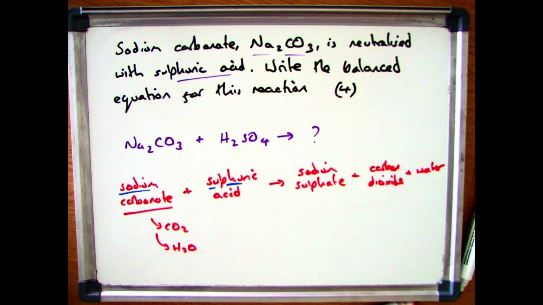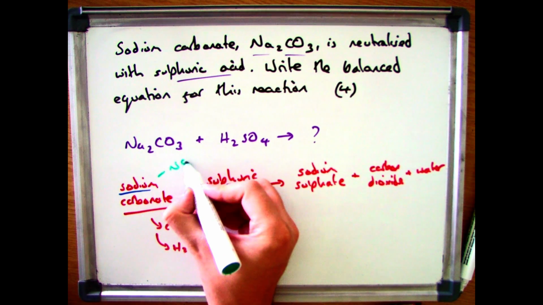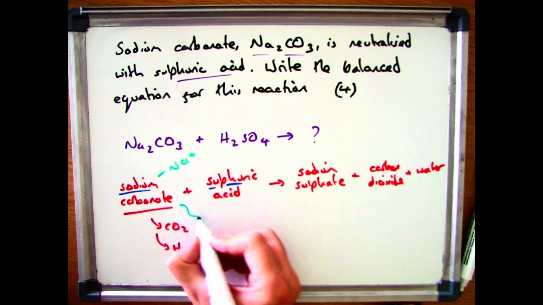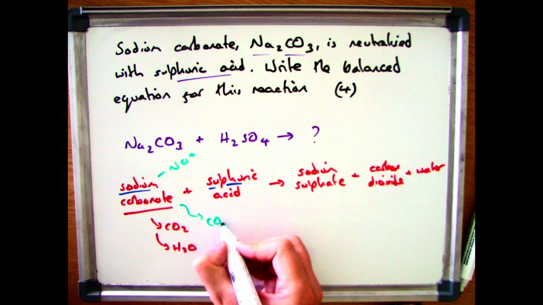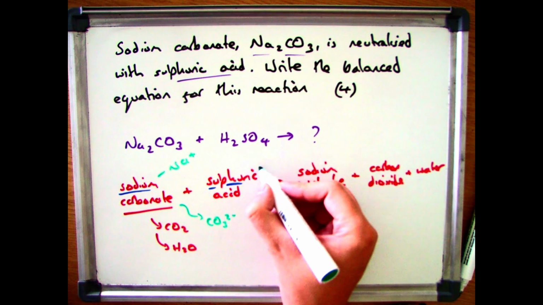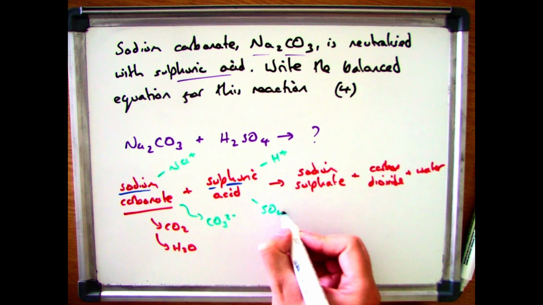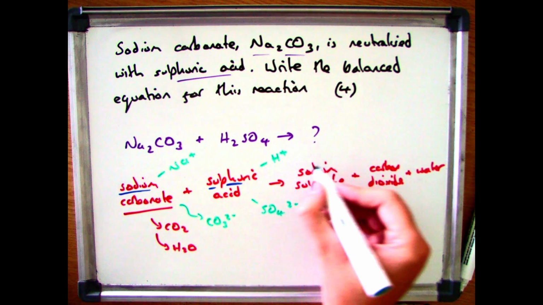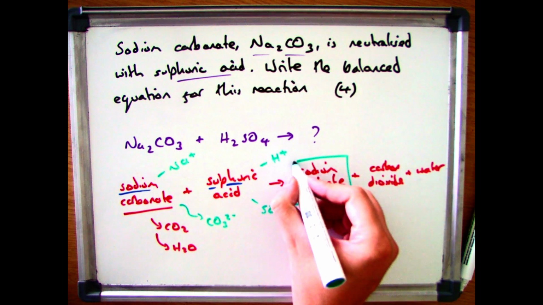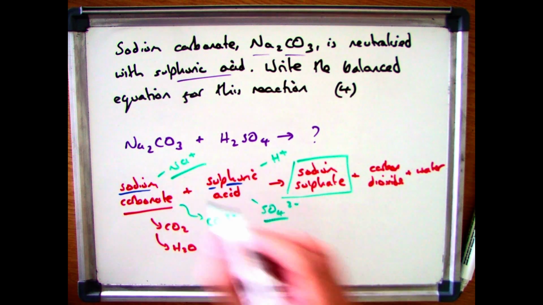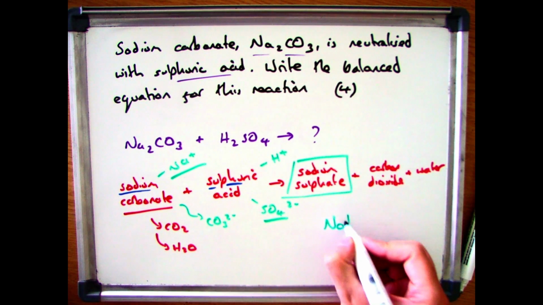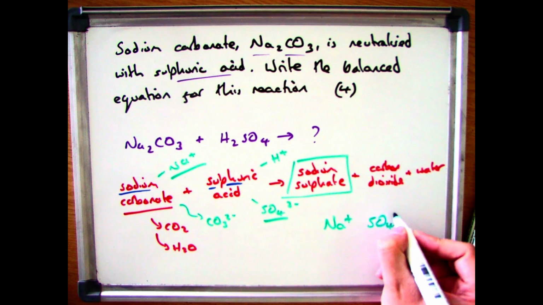So what I've got to do now is take this and turn it into my symbol equation. So I know I've got sodium sulfate. Sodium is Na+ because it's in group 1. Carbonate ions are the ones you need to remember, is CO3 2-. Sulphuric acid, I told you earlier in the video, is H+ and SO4 2-. So sodium sulfate then, I've got my sulfate and my sodium ion. So let's put these side by side like I'm doing here.